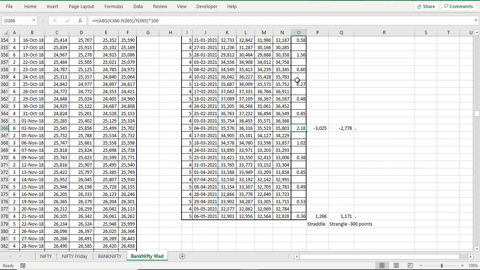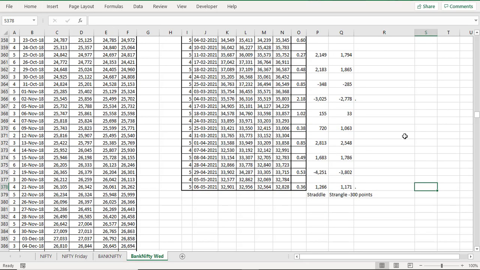Now let us check for other days also. I have already done this exercise, and these are the results. Now let us analyze these results. When we check, it was a monthly expiry. Gap up was hardly 0.5%, but we lost 4,200 in straddle and lost 3,800 in strangle. Now it was a weekly expiry when gap up was 0.85%, but we gained 2,800 in straddle and 2,500 in strangle.